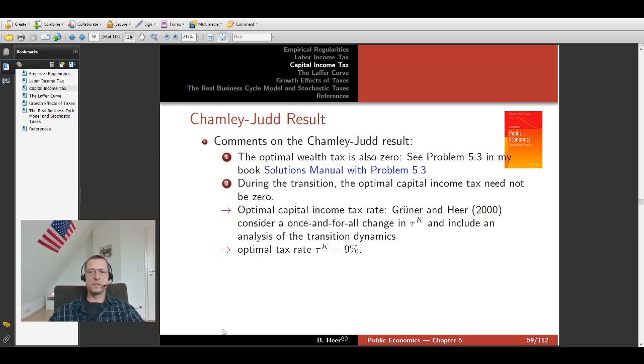My second comment is that this result only holds in the steady state. So during the transition, this result need not hold, that the capital income tax rate should be 0. For example, with Hans-Peter Grüner, I did an analysis that's published in the Oxford Economic Papers, and we consider the case that the capital income tax rate tau k can only be changed once and for all. So from the present 41%, you just cut it to, let's say, 5%, 10%, or 0%, and we study the effect on the transition, and also consider the welfare effect: which is the tax rate that maximizes intertemporal utility if you just consider once and for all changes. And we find that in this case, the optimal tax rate is equal to 9%. So the United States, in our analysis, should cut capital income taxes today to 9% and keep it there forever.